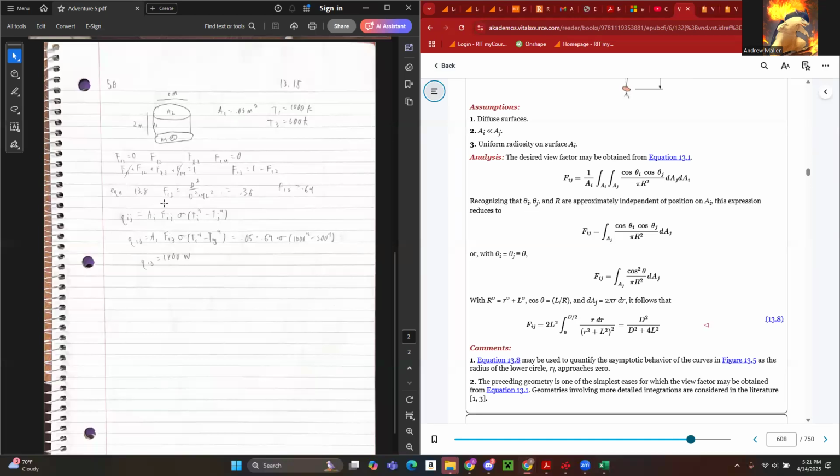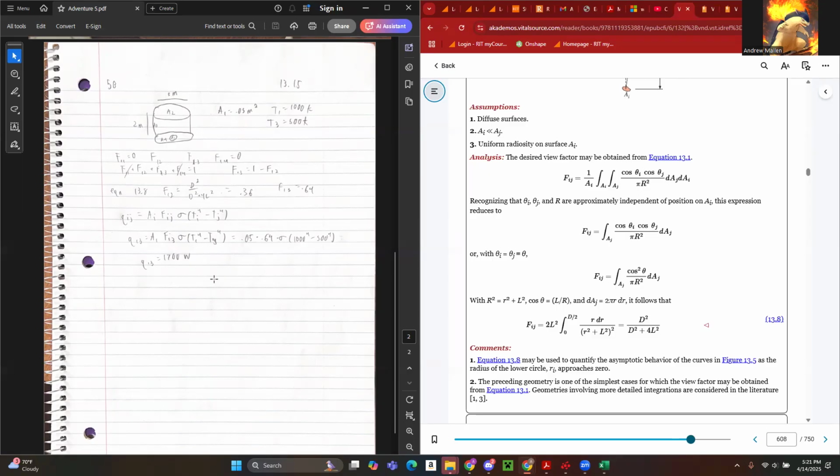Q_ij is equal to A_i times the view factor F_ij times the Stefan-Boltzmann constant times the difference of the temperatures to the fourth power between i and j. So of course, Q13 is equal to A1 times F13 times the Stefan-Boltzmann constant times T1 to the fourth minus T3 to the fourth. Here are all the values. And you plug all that together to get Q13 is equal to 1700 watts.